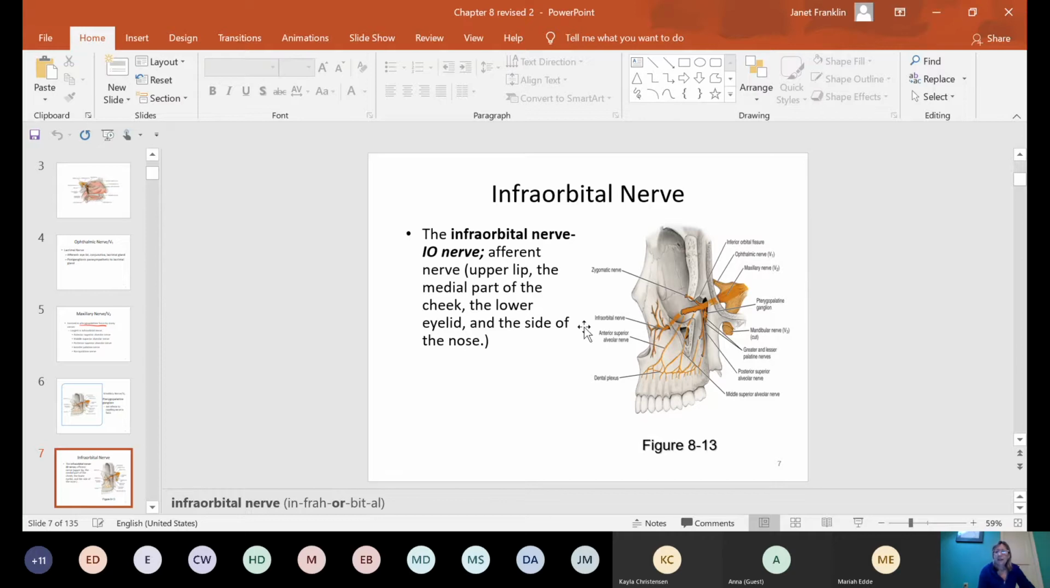So you've got this right here, and this is going to innervate your upper lip. So if you think about and picture where this hole is located, or your infraorbital foramen, your upper lip is not too far away. The medial part of the cheek is going to be right inside here, and the lower eyelid and the side of the nose. So basically this whole little area right here, where it passes through the infraorbital foramen, is where it's going to innervate.